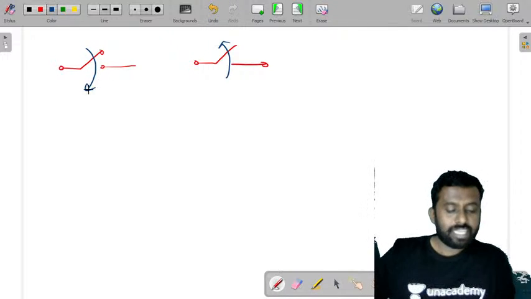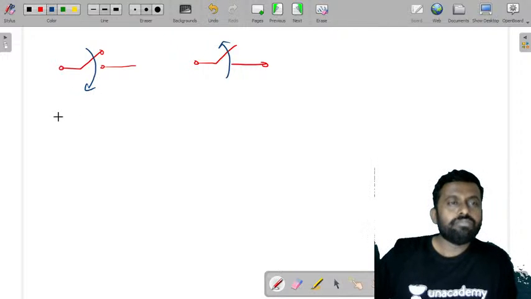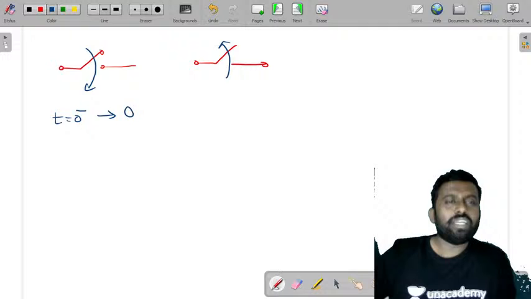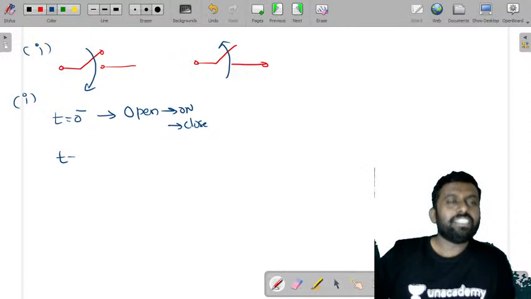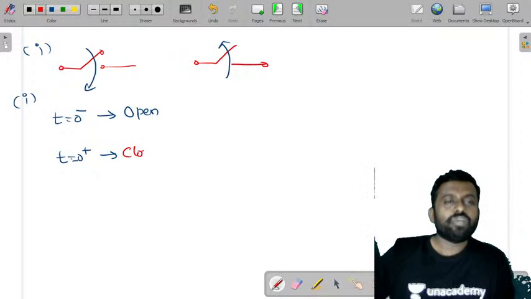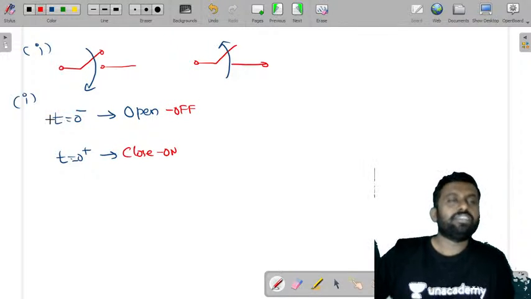Now if the first one is the case, it means at t0 minus the switch is actually open and we are switching it on. That means we are closing it in the first case. And at t0 plus we are switching this on, right? So we are closing it and it is on, and this is in off state when t0 minus.